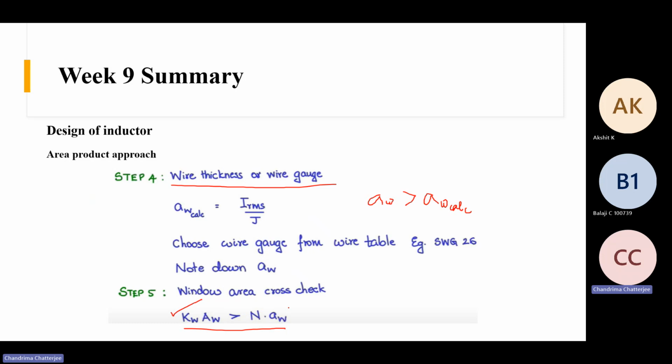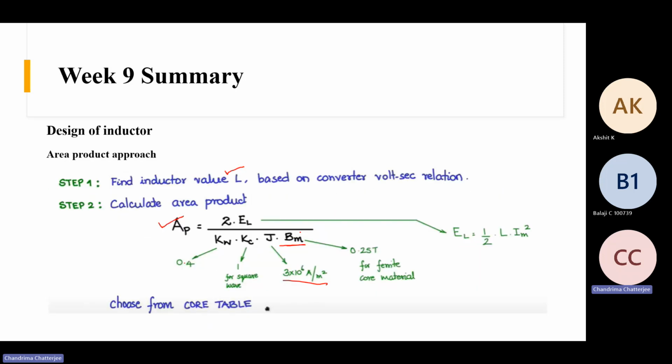Once it is satisfied, then you can choose that particular wire, and now finally you can make your inductor with the selected core and with this wire having a cross sectional area of this value. Okay, so these are all the steps.